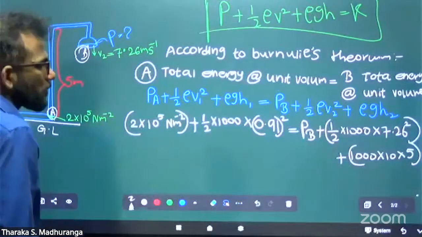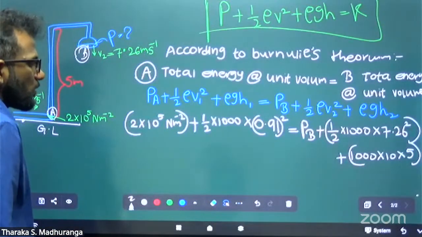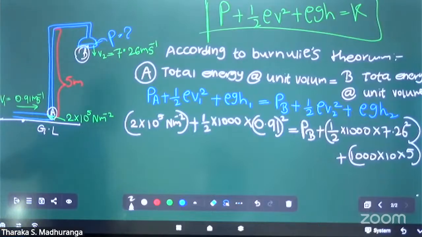2 into 10 to the power 5. That means 2 lakhs. Okay, can you calculate this? PB is the only thing you don't know. Anyone, please, if you have doubt up to now, please ask. They are very simple Bernoulli's theorem applications.